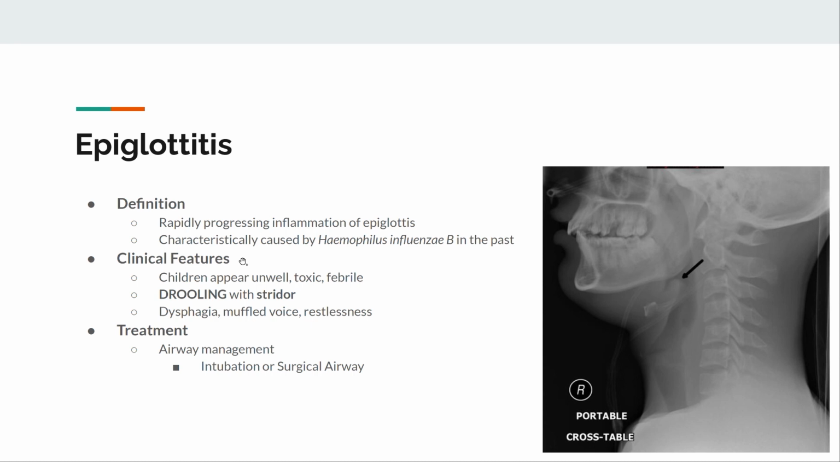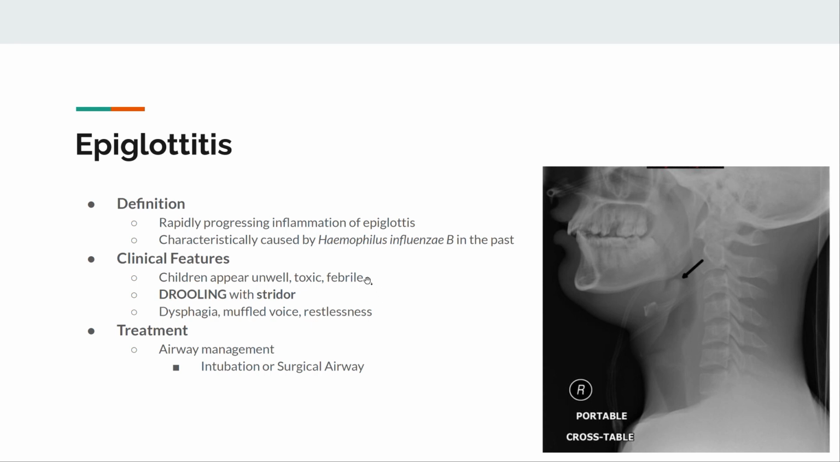Epiglottitis is a rapidly progressing inflammation of the epiglottis, characteristically caused by Haemophilus influenzae B. That was in the age before vaccination, but it can still cause it in people who are vaccinated, and there are also people who aren't vaccinated, and there are also other organisms that can cause it. The clinical features are that they look unwell, toxic, which is another word for septic, which is another word for unwell, and they'll have a fever.